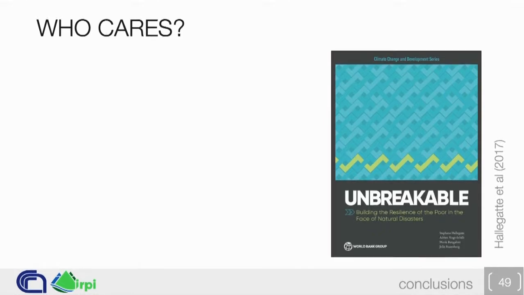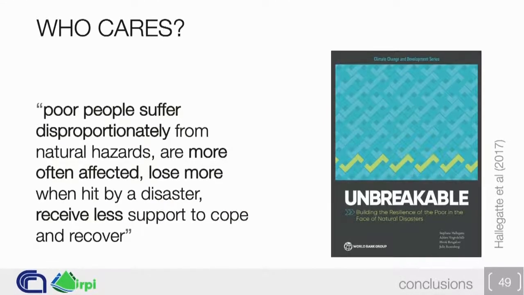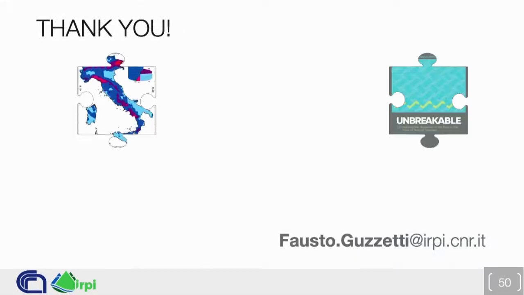Finally, let me point you to this report of the World Bank where you can read: poor people suffer disproportionately and are more often affected by natural hazards. They lose more when hit by a disaster and receive less support to cope and recover. And I think as scientists, we should do our best to overcome this, frankly, unacceptable situation. Thank you for your patience.